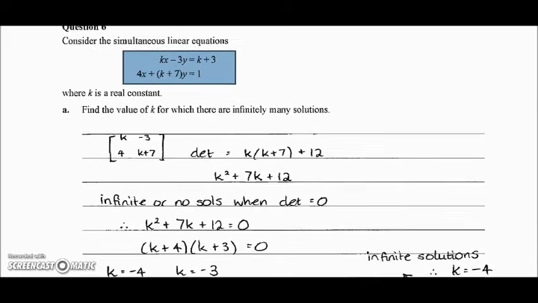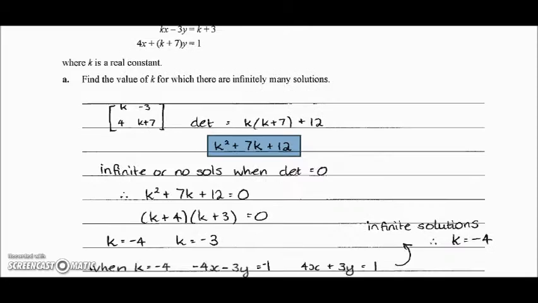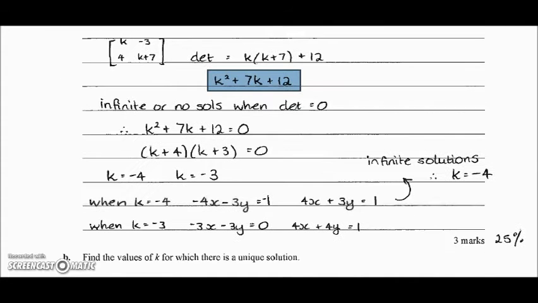But if you've done matrices before, basically we set up this matrix here, so the coefficients of each equation. It gives me k, -3, 4, and k plus 7. Find the determinant, so k times k plus 7 minus -3 times 4, which gives me that quadratic there once I expand. So I want to set that equal to 0. Now if the determinant is equal to 0, then that means that there's either no solutions or an infinite amount of solutions. So I set that equal to 0, factorize and solve. I get k equals -4 or k equals -3.